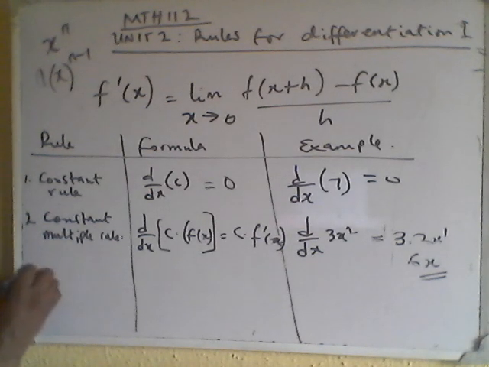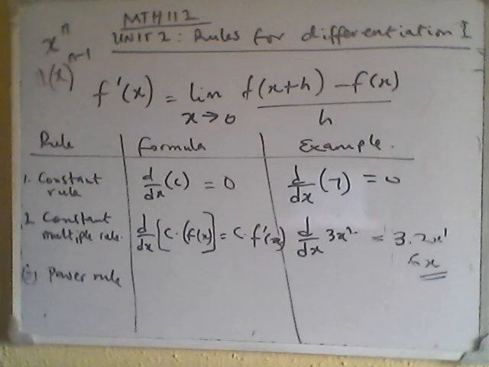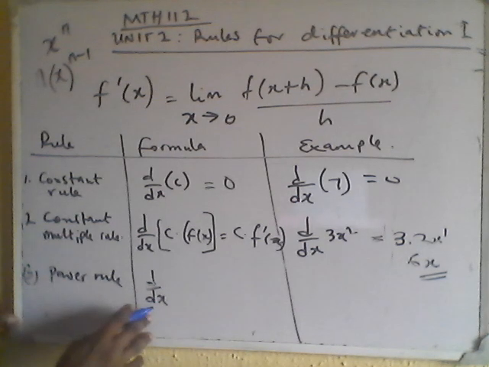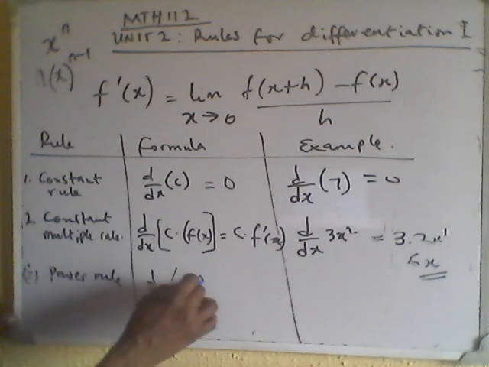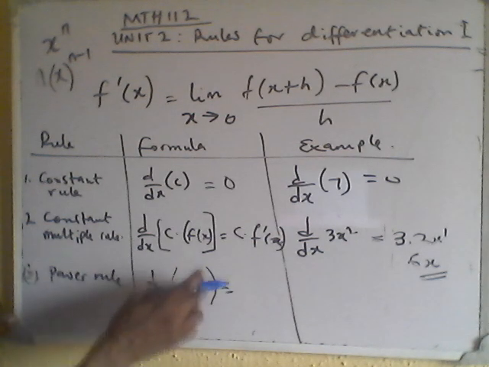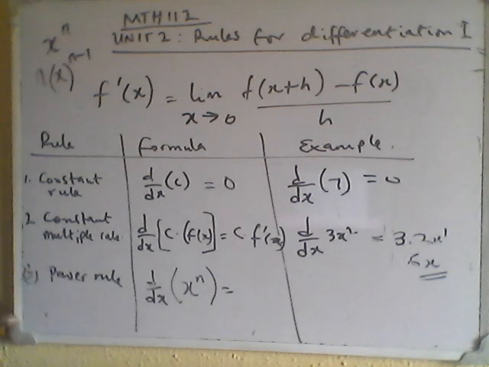Then the third one I have here is the power rule. What is the power rule? I've alluded to it here, but I will still write it down. The power rule states that if I have d dx of x to the power n, the answer is the exponent multiplies the coefficient, and the exponent reduces by 1.